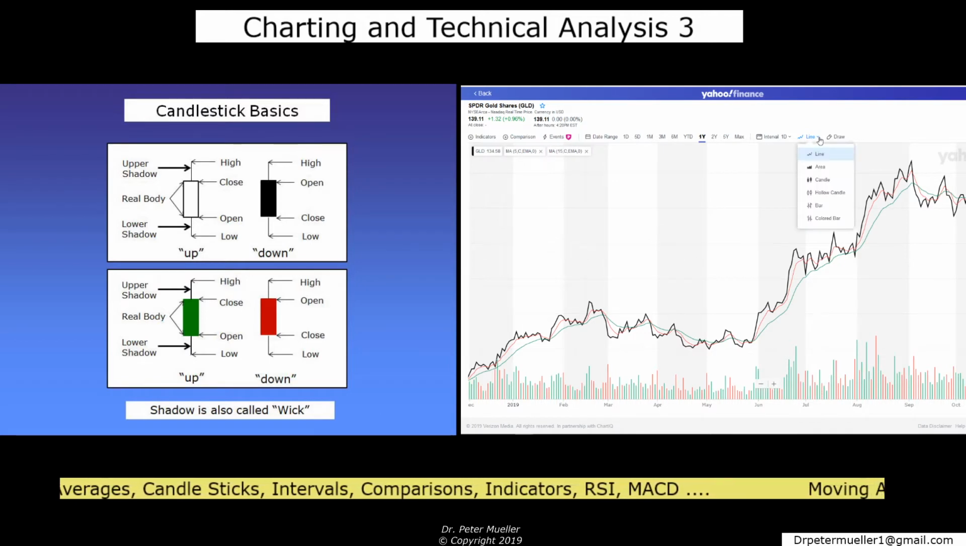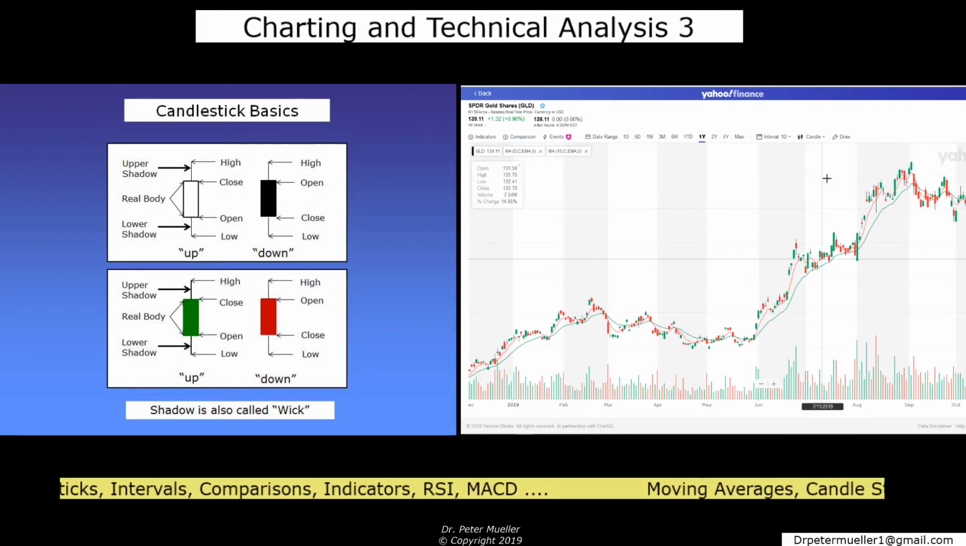Now when we go up here on the selection of the chart type and we select candle, we have the new view of the candlestick. Now, how do we read these candlesticks?